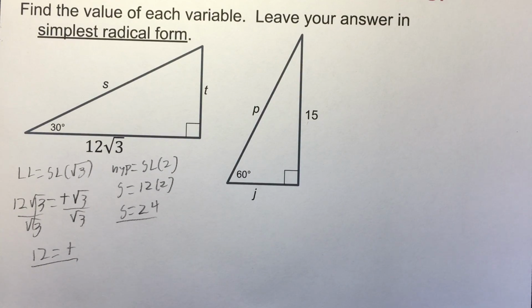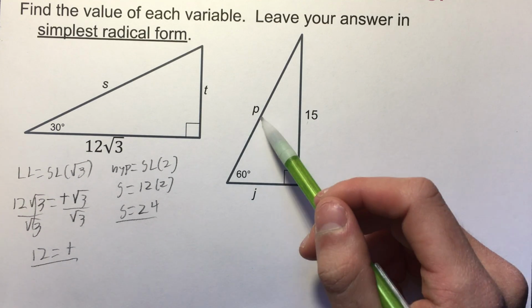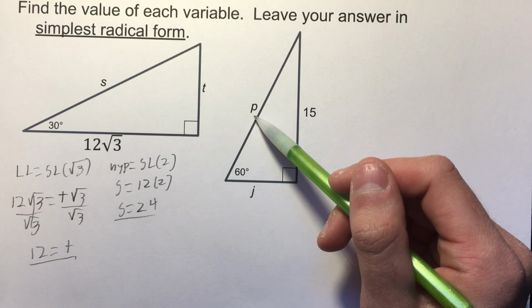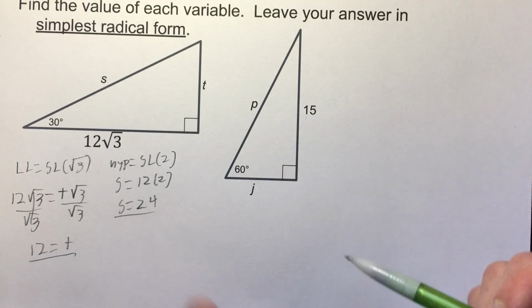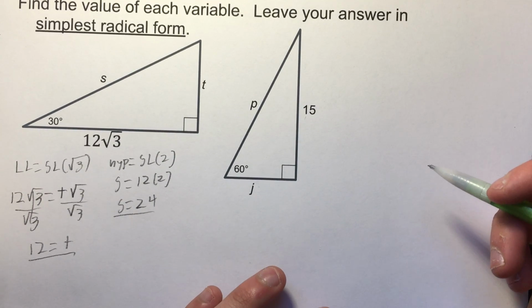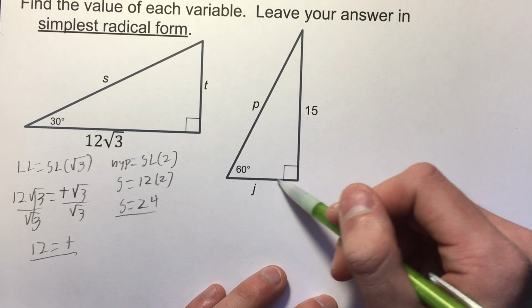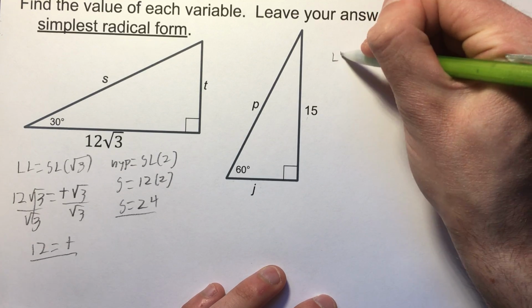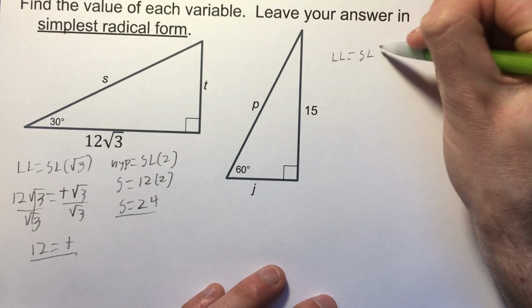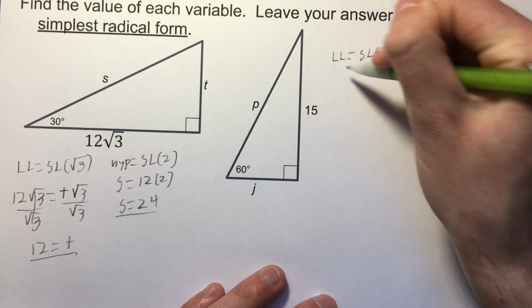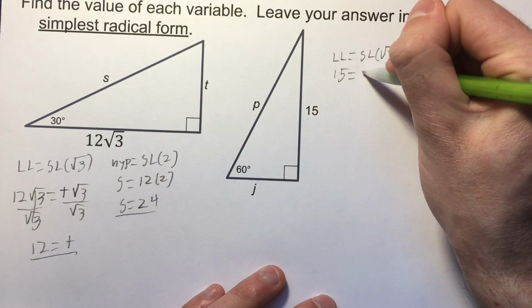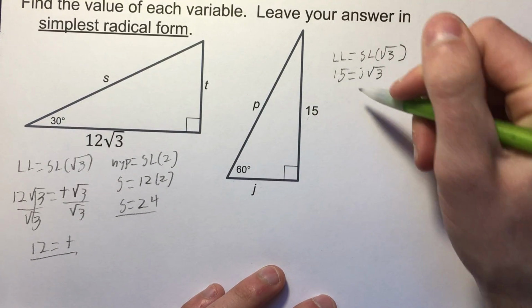Now for our last one, try and pause the video, see if you can get it on your own. If you got an answer for j is equal to 5 root 3 and p is equal to 10 root 3, then you're all set. You did it correctly. If not, I'll show you how to do it. So let's try and find the length of the shorter leg first, so that's going to be j. We know that the length of the longer leg equals the shorter leg times the square root of 3. So 15 equals our shorter leg j times the square root of 3.